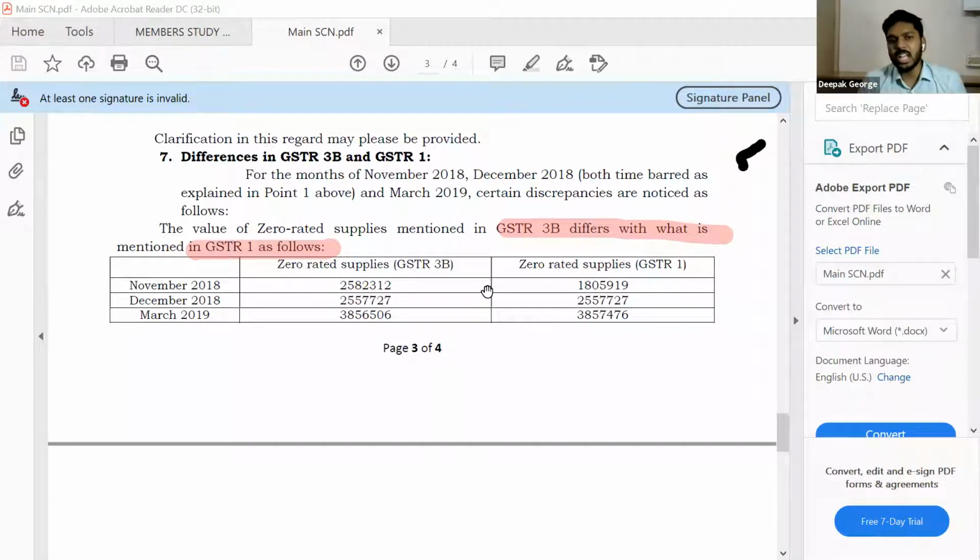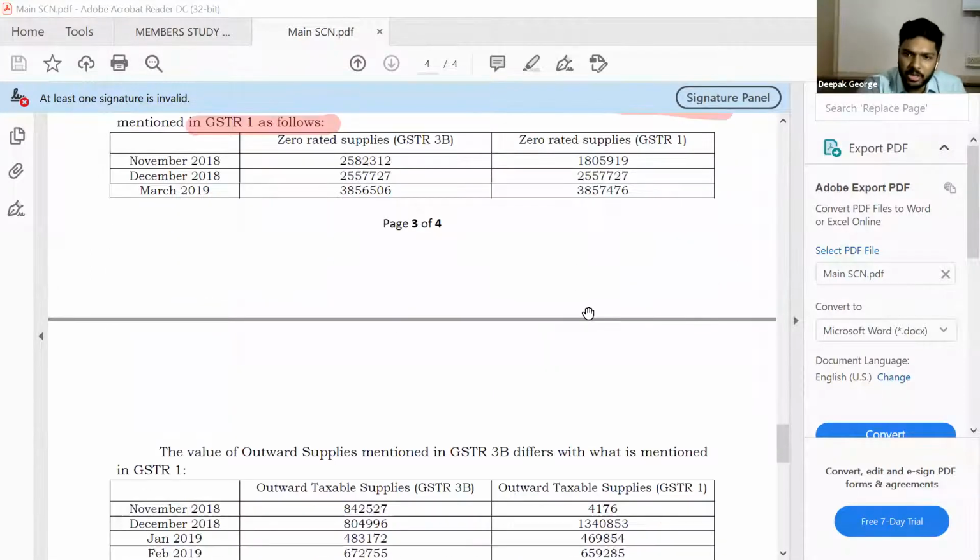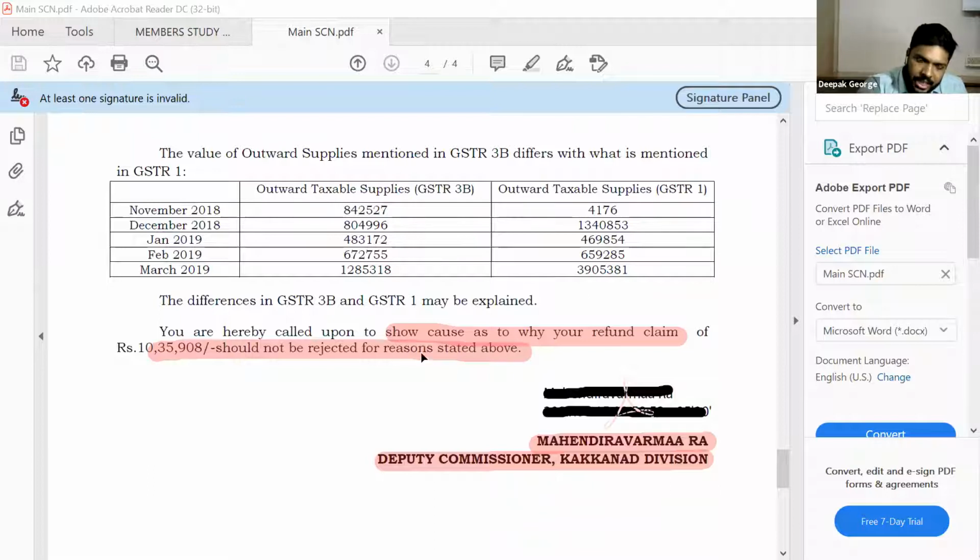The officer said that your turnover as per 3B and 1 does not match. Sometimes it'll be 3B versus 1 versus GSTR 9. So there'll be some SSCs who are not reconciling and filing. Your turnover is not matching as per 3B and 1. And therefore, what you are claiming as your total turnover for the purpose of getting refund, how do we know it's correct? That is again a ground for rejection. And finally, they have said that please show cause as to why your refund claim of 10 lakh, whatever, should not be rejected for reasons stated above.